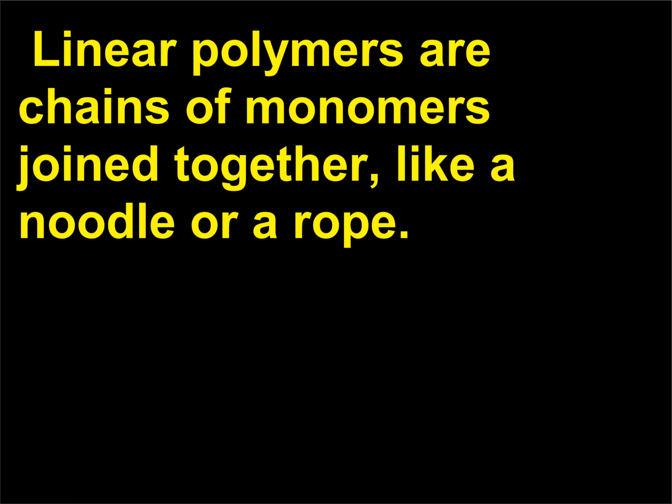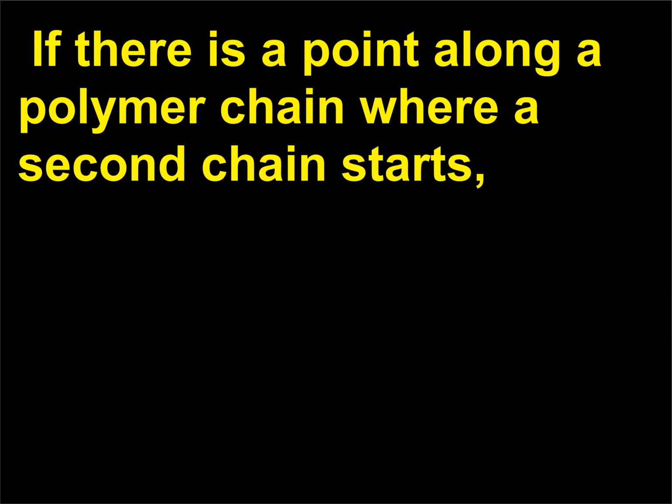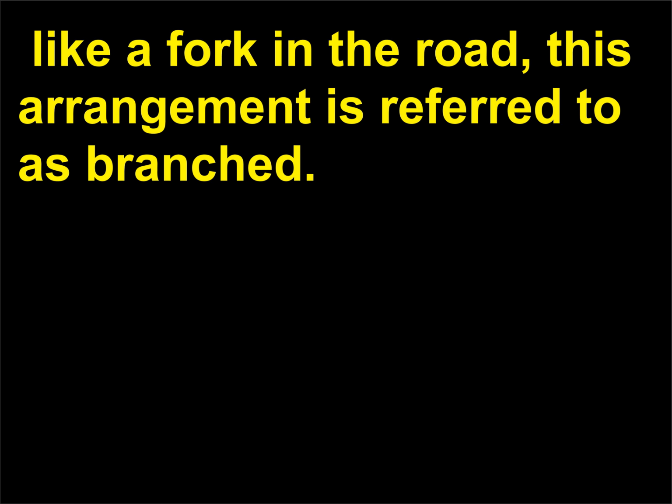Linear polymers are chains of monomers joined together, like a noodle or a rope. If there is a point along a polymer chain where a second chain starts, like a fork in the road, this arrangement is referred to as branched.